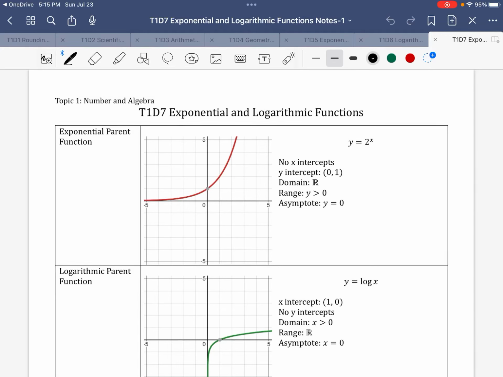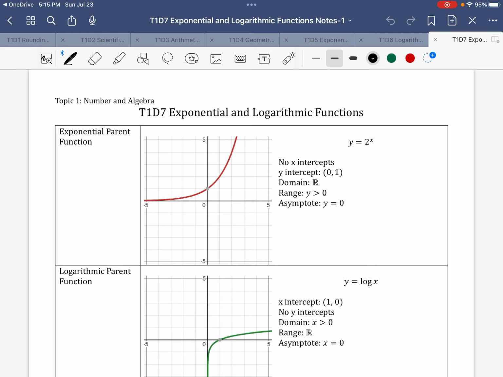Topic 1, Day 7, Exponential and Logarithmic Functions. So I want to do a quick overview of what the exponential and logarithmic parent functions look like. We'll see the first one is our exponential parent function, y equals 2 to the power of x.